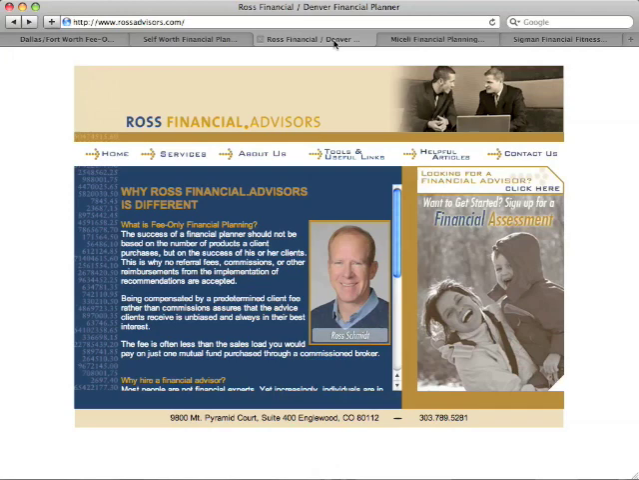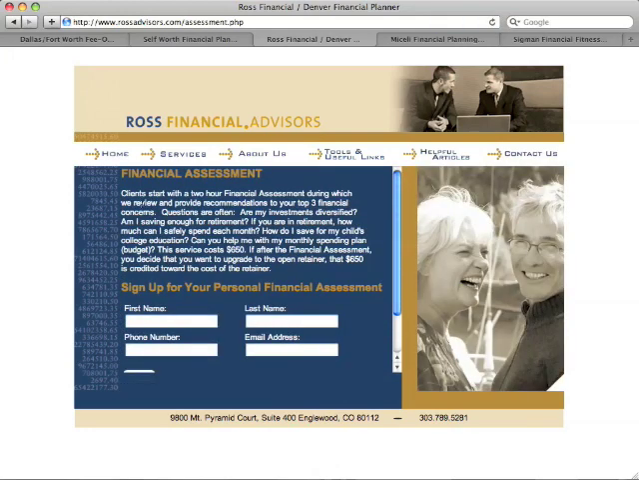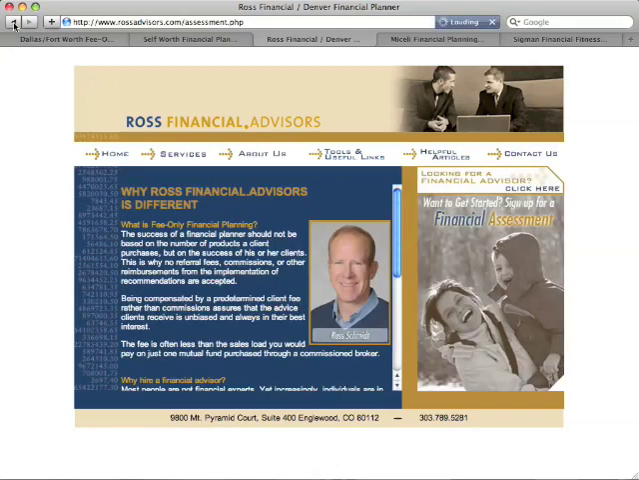So on this particular site, in addition to some basic information that we see in the body copy here, we also see on the right hand side an offer. It says, looking for a financial planner, click here. Want to get started? Sign up for a financial assessment, which I'm assuming is free. If we click on that particular link, then we go to here, which is a form where I'll get a 2-hour financial assessment during which we review and provide recommendations to your top 3 financial concerns. So a nice offer that's presented on this particular home page.